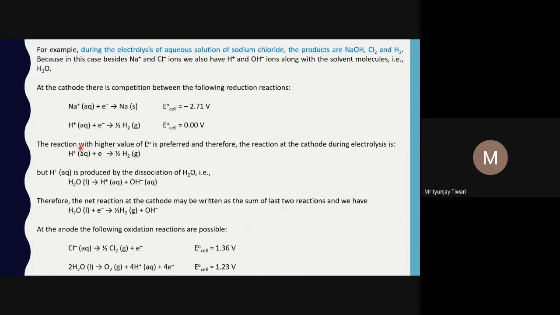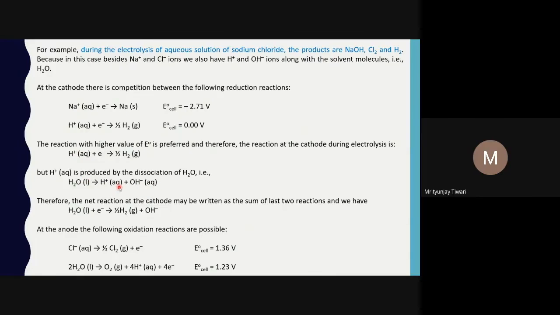If H+ ions are used and hydrogen gas is liberated, then the H+ ion concentration will be less. So the value of Kw will reduce. To maintain the value of Kw, the water molecule will again ionize to make that value of Kw constant, equal to 10 to the power minus 14, the ionic product of water. So this H+ ion is coming ultimately from the water. Water molecule is actually giving us H+ ion plus OH- ion.